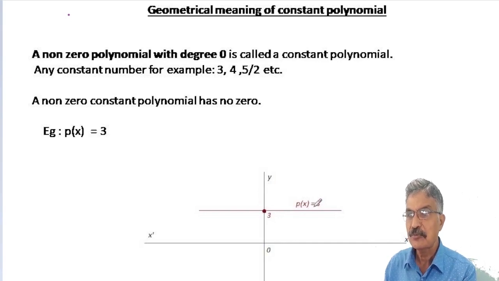Here is the graph of the polynomial p(x) is equal to 3. It is a horizontal line parallel to the x-axis, so it will never cross the x-axis. We have already studied that the zero of a polynomial is the x-coordinate of the point where the graph touches the x-axis. But this line never touches the x-axis, so it has no zero. Next we will look at the linear polynomial.